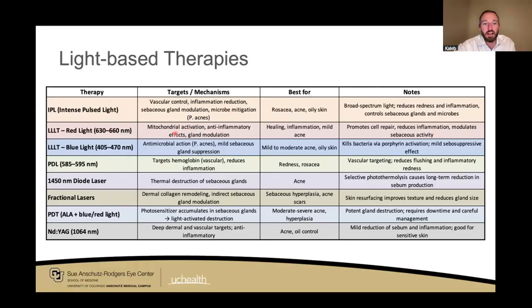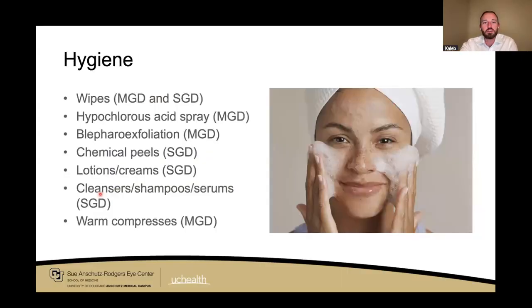low-level light therapy with red light, which supposedly activates mitochondria. It is anti-inflammatory, modulates the glands, and promotes healing and cellular repair. That's the theory behind it. Then there's blue light used in low-level light therapy that is supposedly antimicrobial. It is supposed to help with the bacterial component and the microbiome component of the face and the eyelids. All of these other lights and lasers, though, we do not really use a whole lot in eye care. That's used more by dermatology.